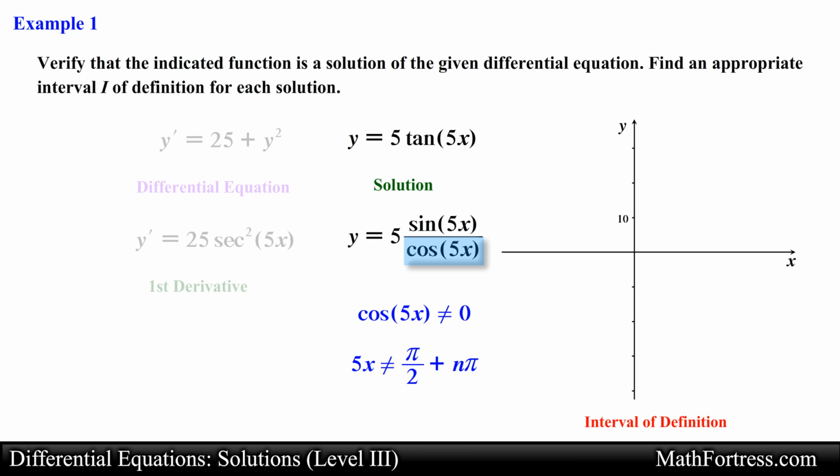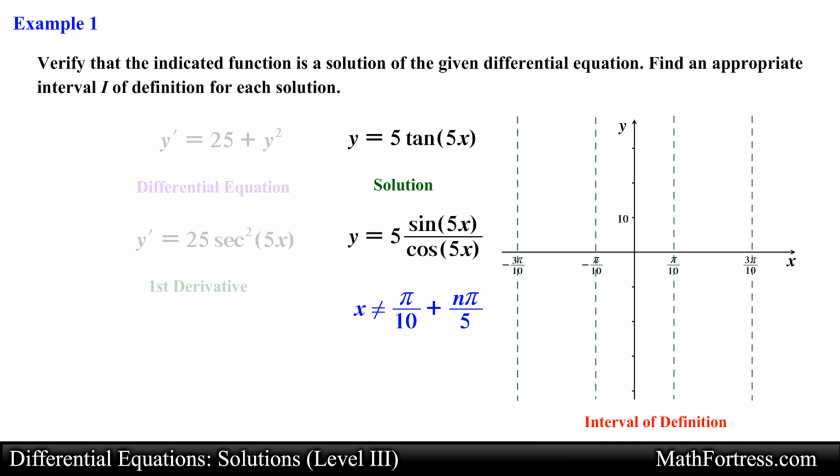This means that 5x cannot equal pi over 2 plus any multiple of pi. Recall that trigonometric functions are periodic. By solving for x, we see that x cannot equal pi over 10 plus any multiple of pi over 5. At these values of x, we would expect to find vertical asymptotes.